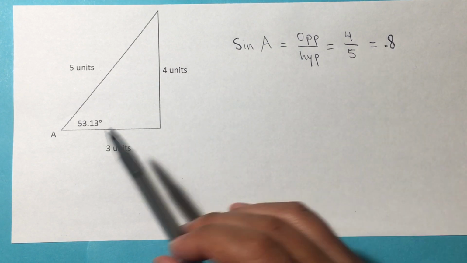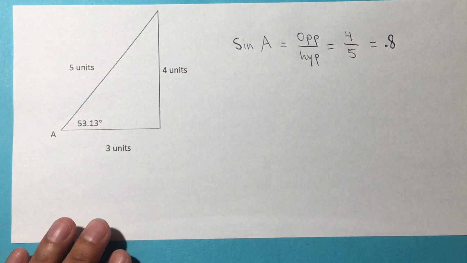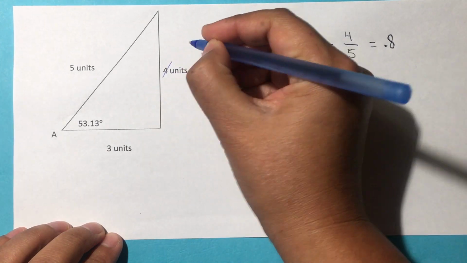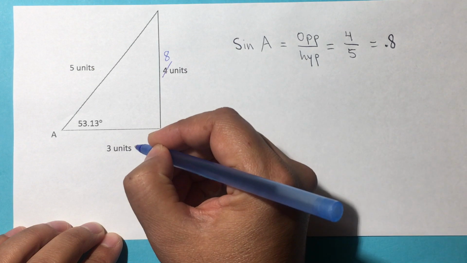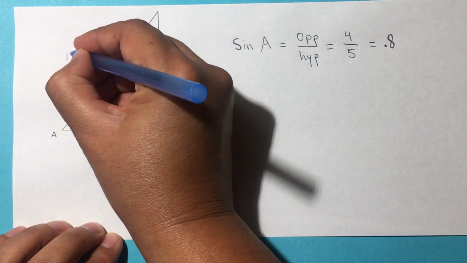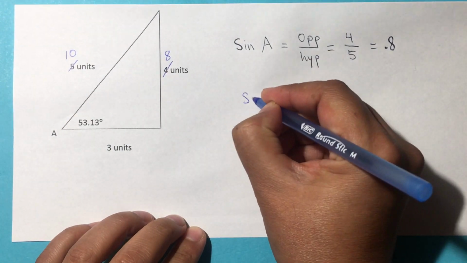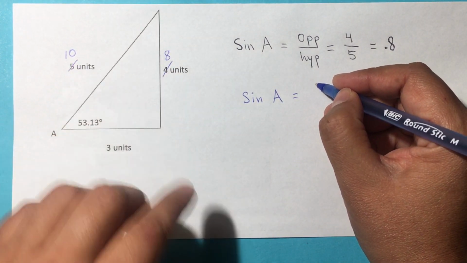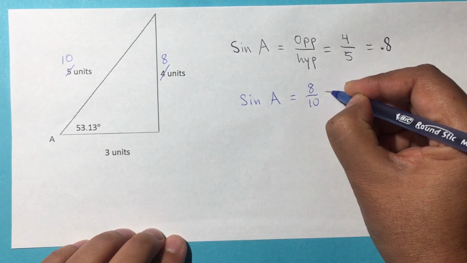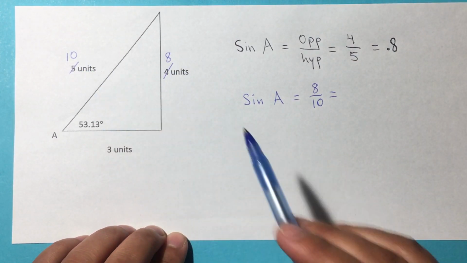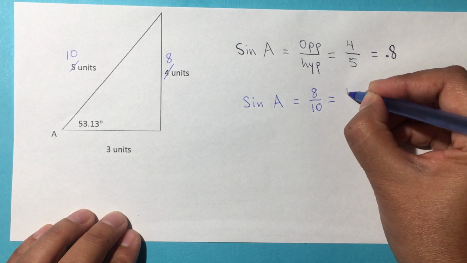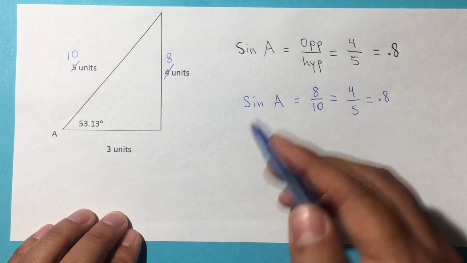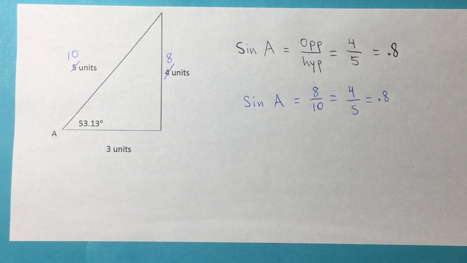So that's the relationship. Now, if we were to give this a different value, let's double it. So instead of 4 units, it's going to be 8 units. Instead of 5, it's going to be 10 units. Sine of A is equals to opposite over hypotenuse, which is 8 divided by 10. The ratio between these two simplifies to half of 8 is 4, half of 10 is 5, which is again 0.8. So even if this doubles, it's still the same ratio.